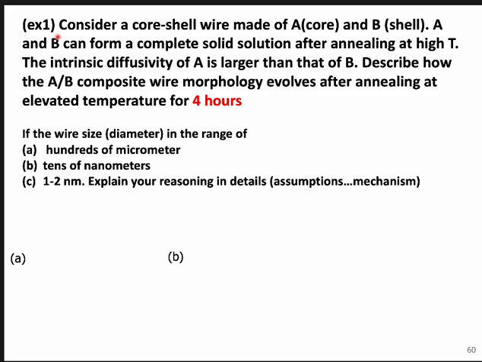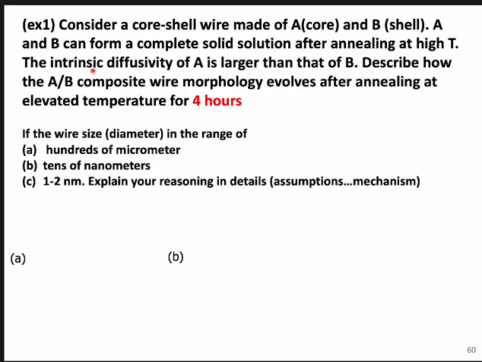Question one. Consider we have a composite wire made of A as core and B materials as shell. A and B can form a complete solid solution after annealing at high temperature. They can form a uniform solid solution. At high temperature, the intrinsic diffusivity of A is much larger than that of B. Describe how the AB composite wire morphology evolves after annealing at a higher temperature for 4 hours.